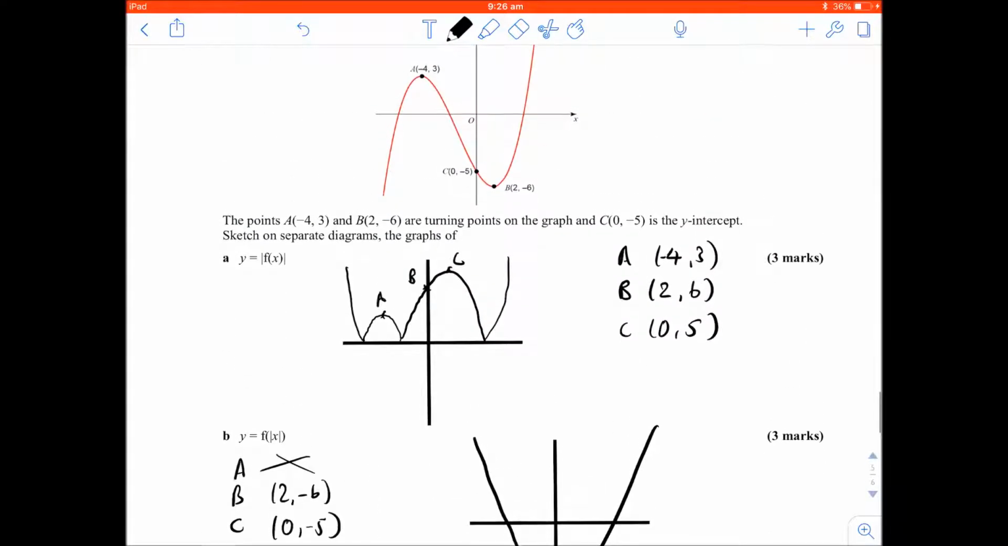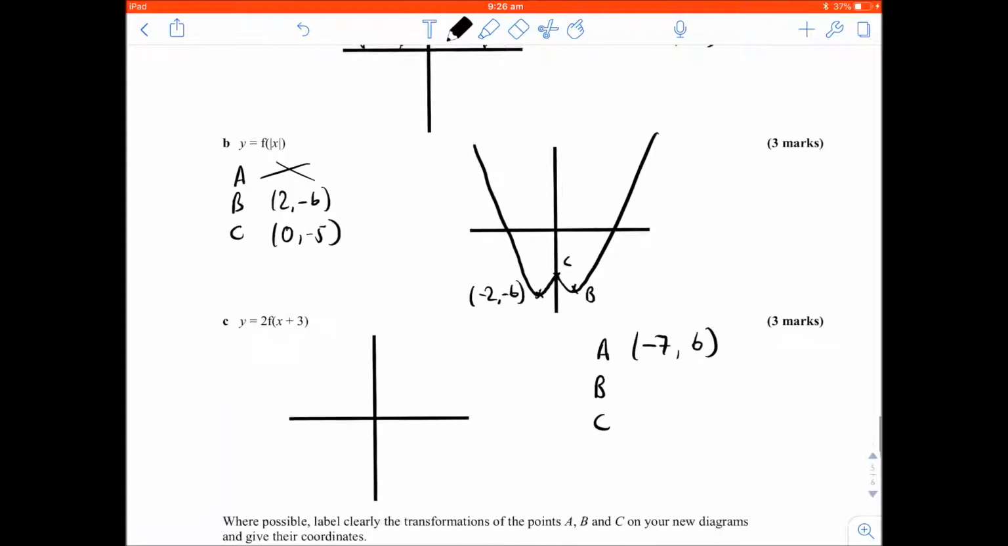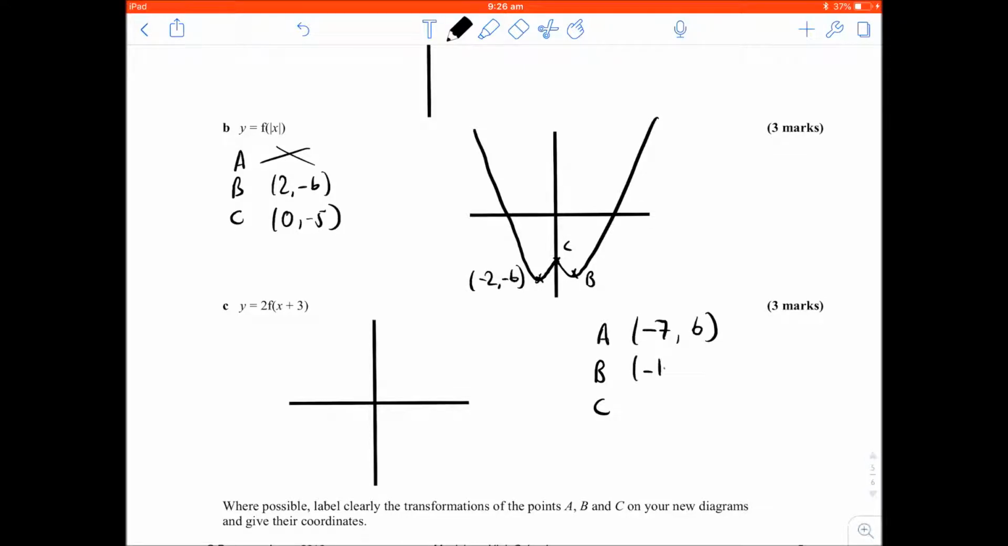So if we look at the x coordinate, it was minus 4. We're going to have to take 3 off that. So it's now going to become minus 7. And the y coordinate was 3, and that's doubled to make 6. The b coordinate was 2, minus 6, so we're going to have to take 3 off that, and that's going to become minus 1. It was minus 6, it gets doubled to make minus 12. C was 0, minus 5, we're going to take 3 off that, and it's going to become minus 3. And then minus 5 gets doubled to make minus 10.